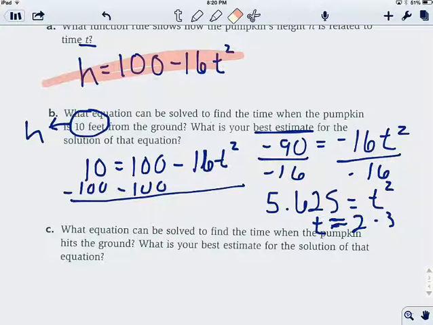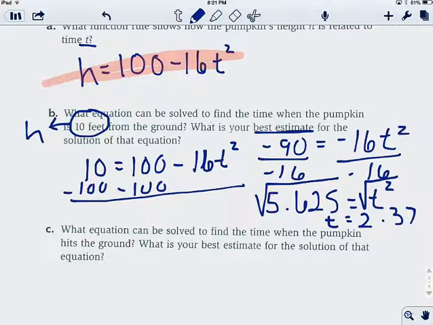However, there's one more way I can do this. I can take the square root of both sides, and that'll give me my exact answer. So the square root of both sides, I would do t equals, again, let me briefly consult my handy dandy calculator here. I'm going to get about 2.37. Okay, so there we go. 2.37 seconds is how long it took. All right, that's it.